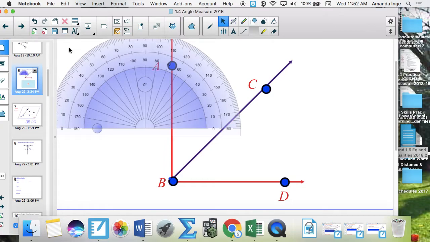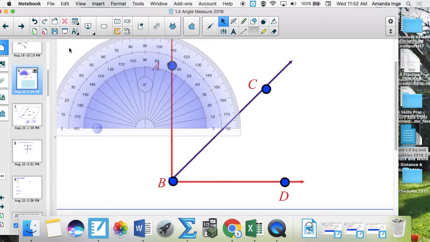So on a protractor, which is used to measure angles, your template has a little hole down here. Does everybody see that? On one like this, it doesn't have a hole, it just has a little line. Everybody see that? Okay, good.